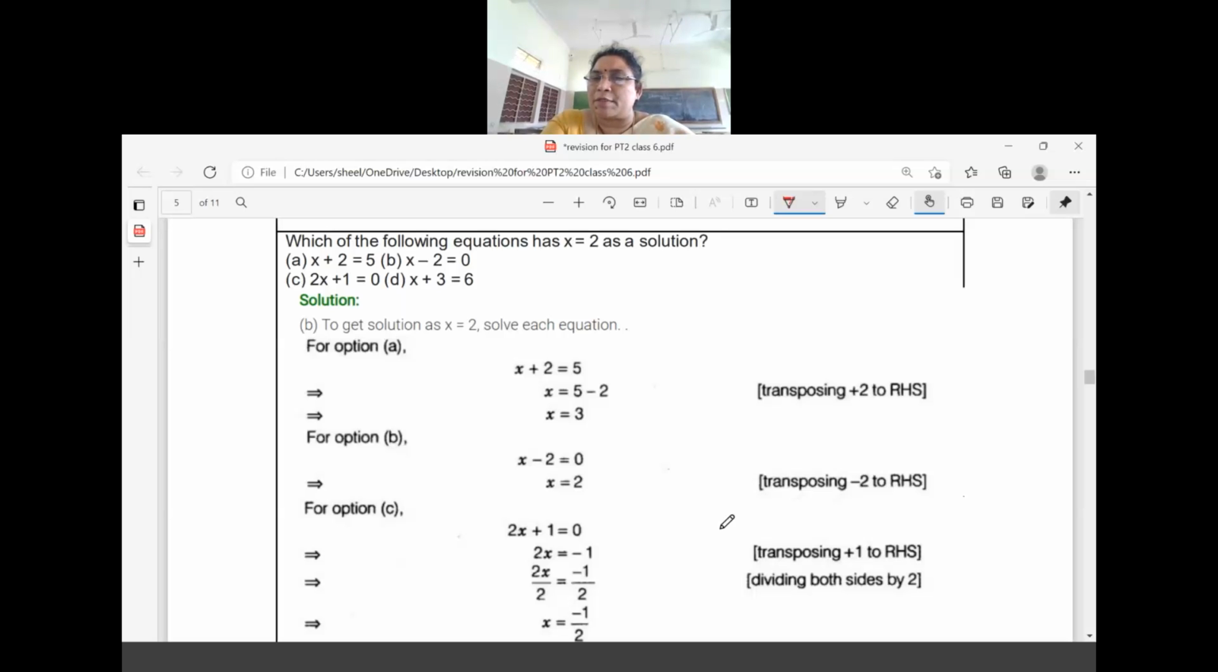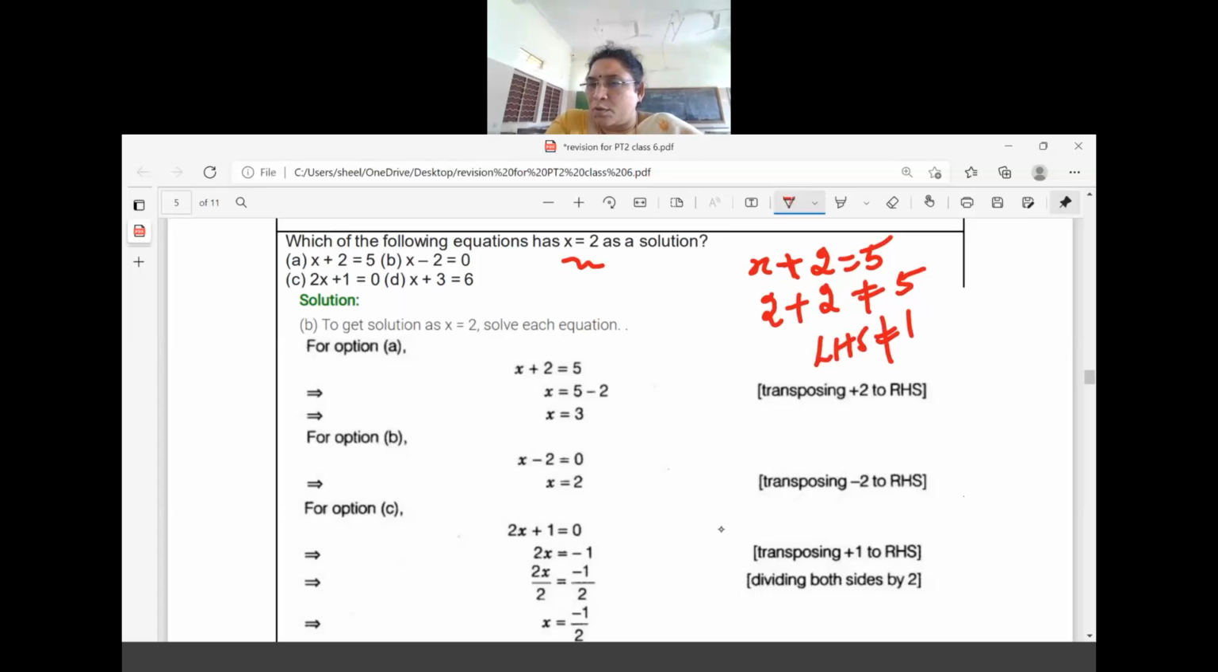What is the first equation? I'll explain the first one. x plus 2 equal to 5. Now they told that x equal to 2 is the solution. So instead of x, we will put 2. What is the answer we are getting? On the left side we are getting 4, but the right side is 5. So LHS is not equal to RHS. So it is not a solution.